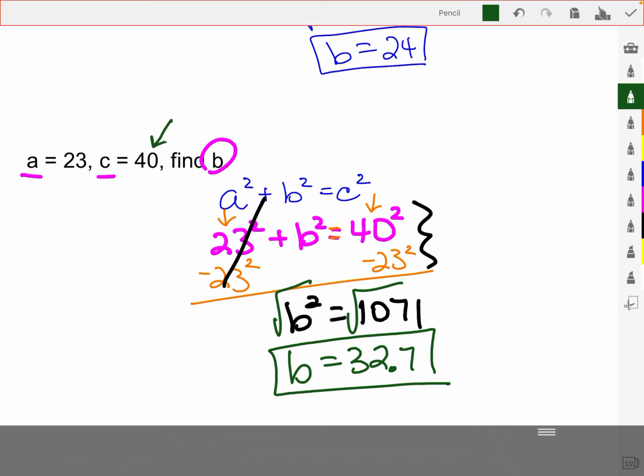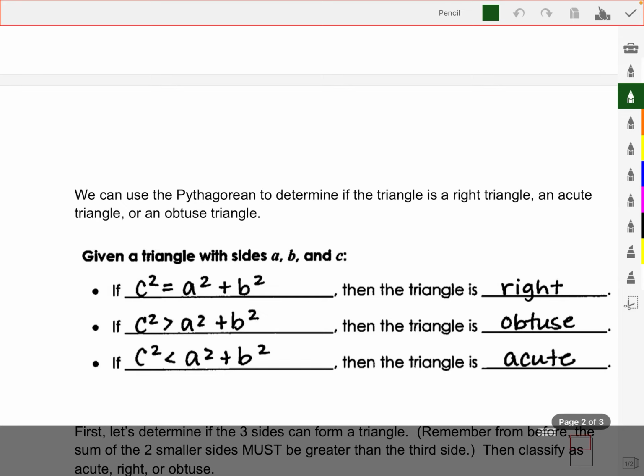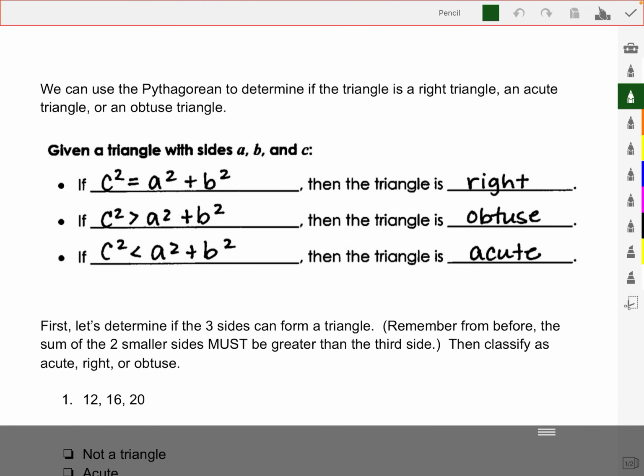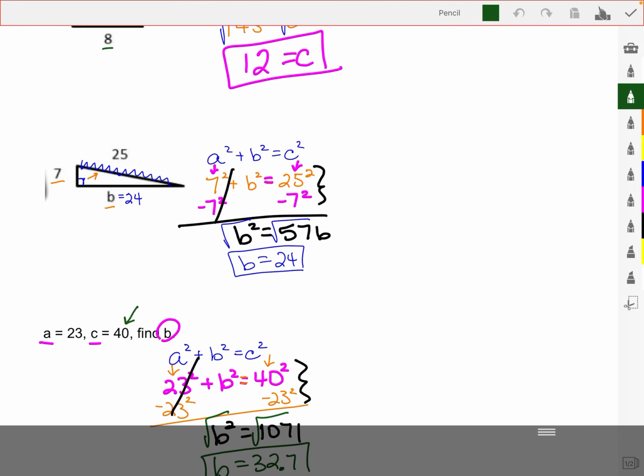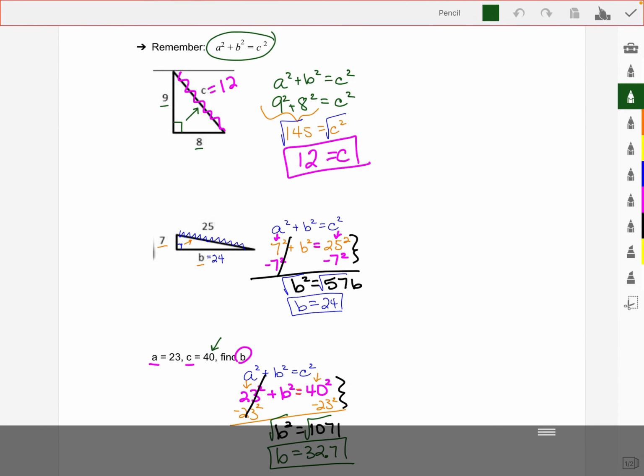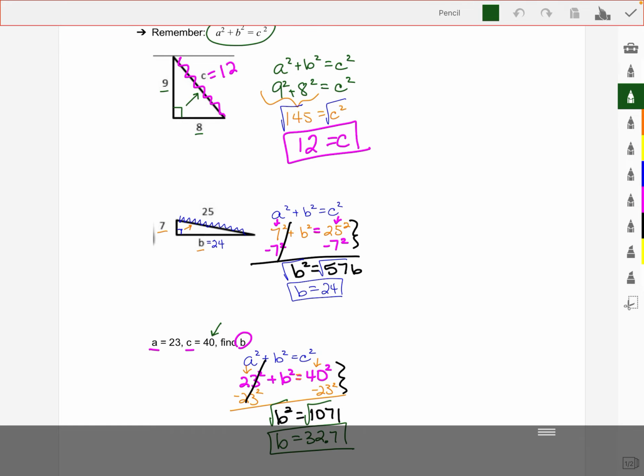All right, so there are a few reminders of the Pythagorean theorem. The second part of your practice today is going to be using the Pythagorean theorem inequality, where you're still using a squared plus b squared equals c squared, but you're deciding what kind of triangle it is. Is it a right triangle, an acute triangle, or an obtuse triangle? If c squared is equal, then it's a right triangle, because a squared plus b squared equaled c squared was all in reference to right triangles. That's just an extension of what you did Monday and Tuesday.